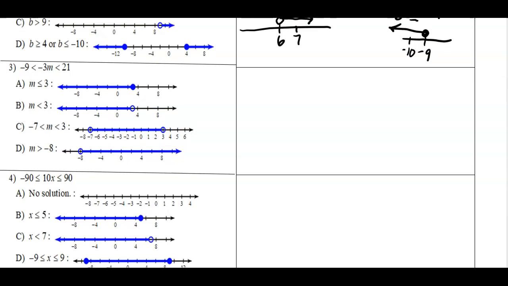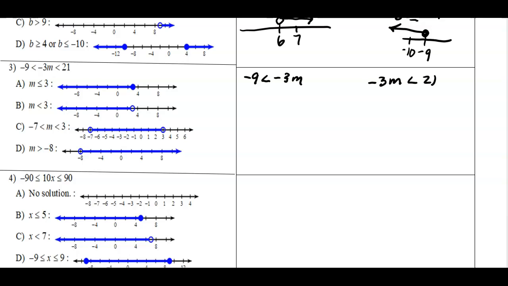And the next type of problem you can see is negative 9 less than negative 3m less than 21, right? So in problems like this, you need to split it up. Your first inequality happens right after the variable, right there. So it's negative 9 less than negative 3m. Erase that line. Your second inequality happens right before the variable, right after that other inequality sign. And that's negative 3m less than 21.